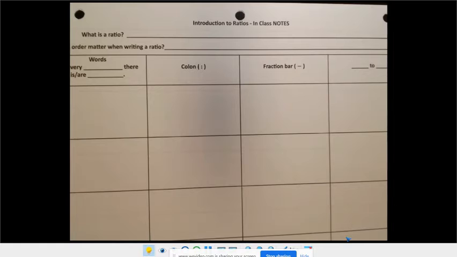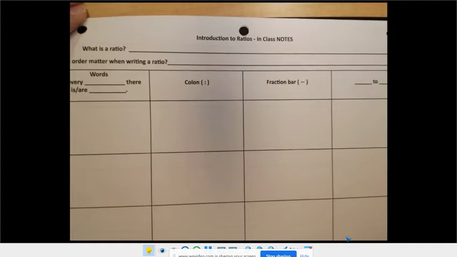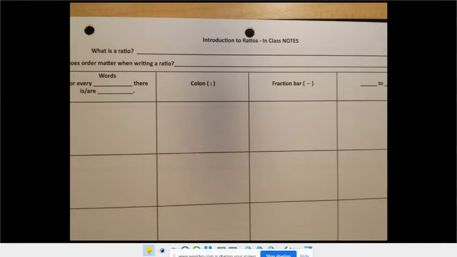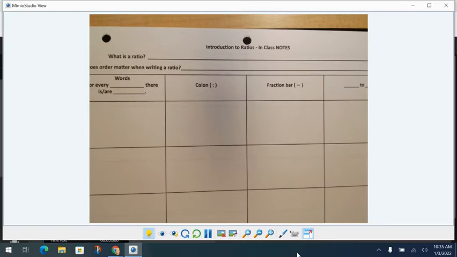Hey everyone, today I want to go through an introduction to ratios. So ratios are pretty much fractions in a sense.